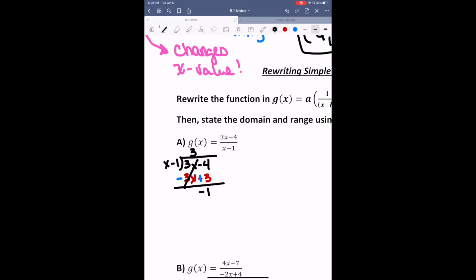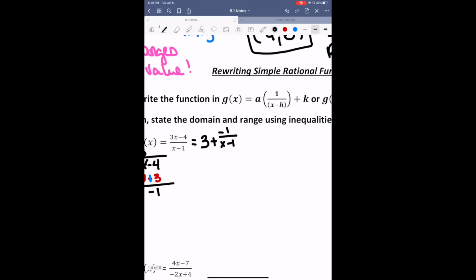Okay, now x does not go into negative 1, so here is how the rewriting process occurs. We know that our quotient is written as our whole number, right? So we would have 3 plus the remainder over the divisor. You just rewrote your fraction in standard form of a rational expression, a times 1 over x minus h plus k.